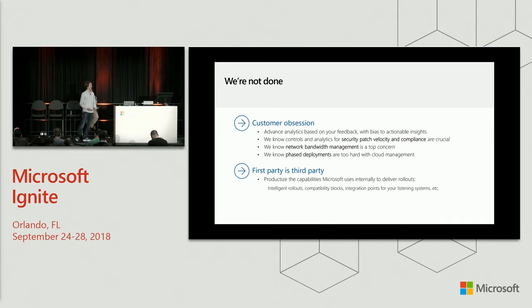And so we have this mindset within the organization to make first party, third party. Everything we do, we want to make available to you, because we think about these 700 million machines that we manage the same way that you think about the devices that you're managing. And if we can do it with the tools we have, we know you can do it, and we want to make sure you have everything that we have to succeed.